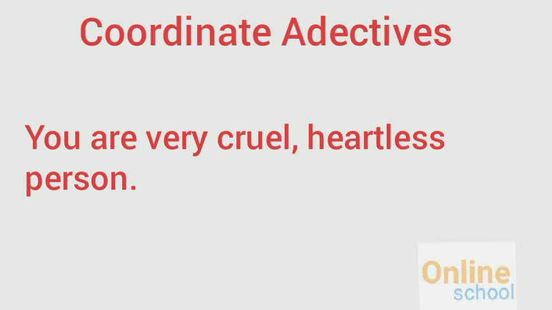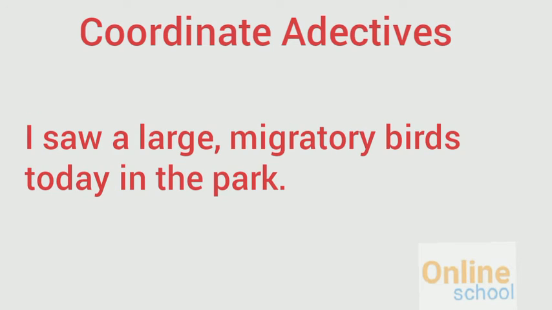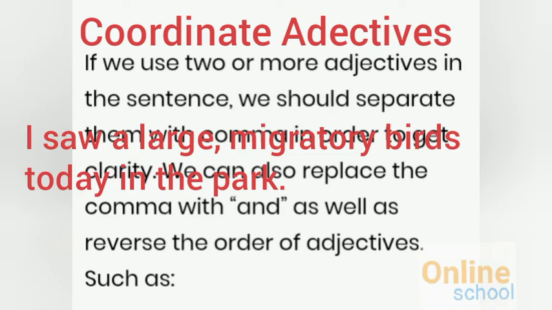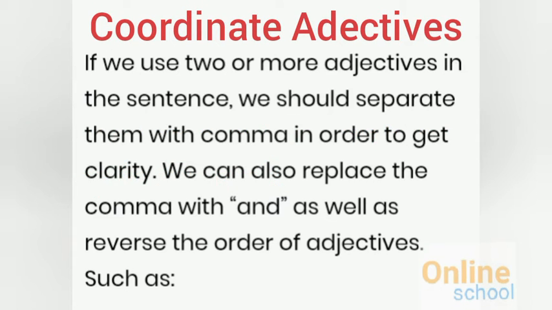You are a very cruel, heartless person. I saw a large migratory birds today in the park. If we use two or more adjectives in the sentence, we should separate them with a comma in order to get clarity.